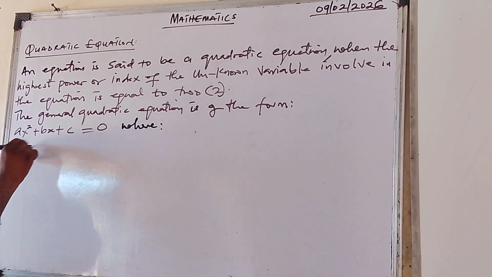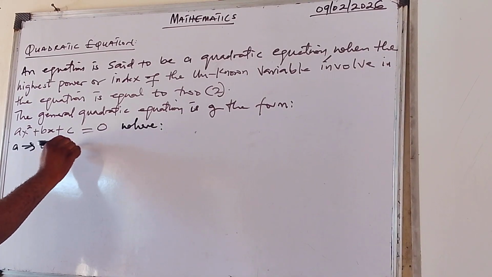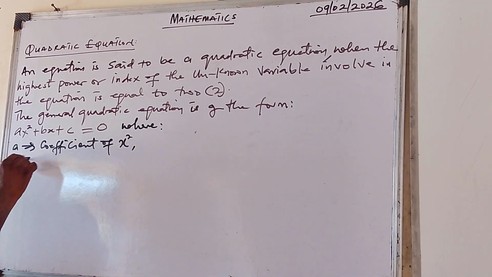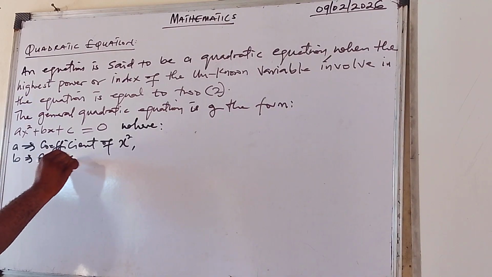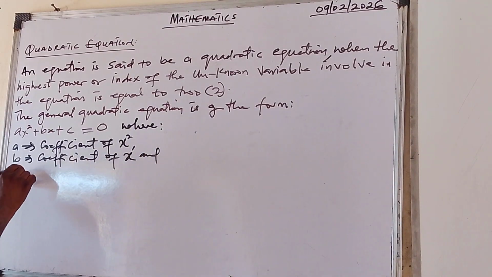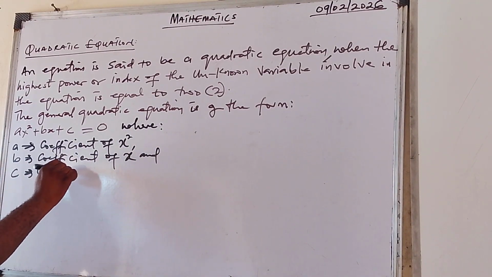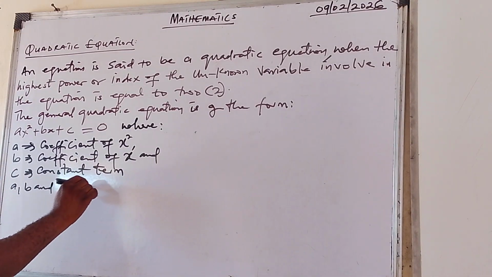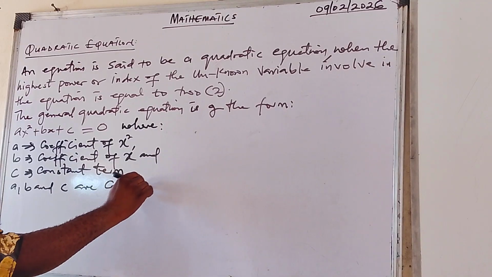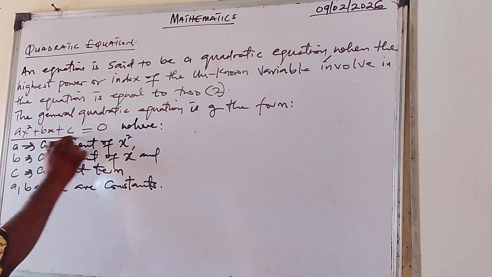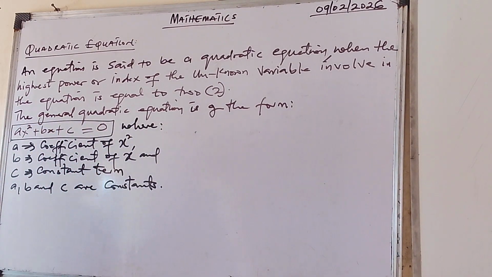Where a is called the coefficient of x², b is called the coefficient of x, and c is the constant term. Yes, a, b, and c are constants. Now, this is the general form of a quadratic equation.